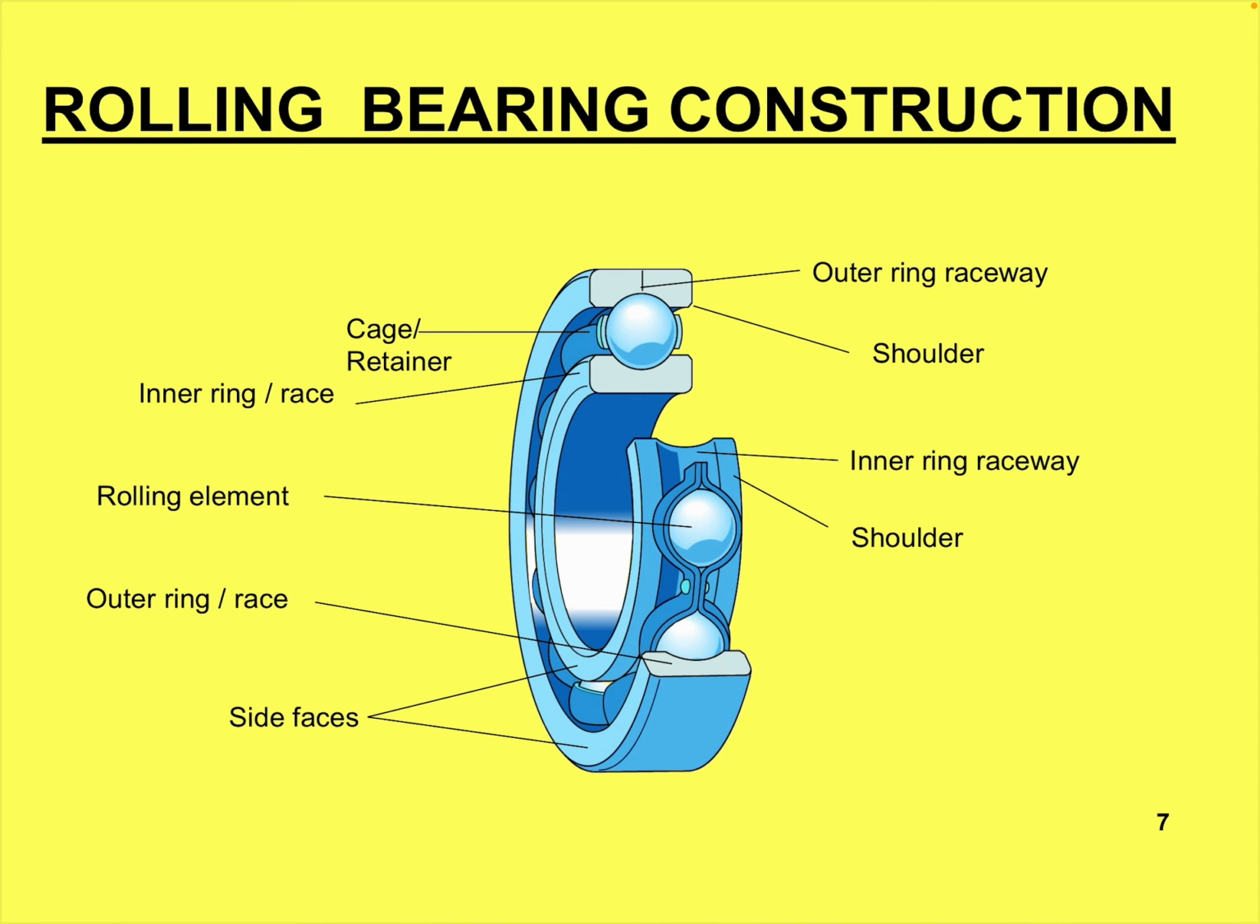Construction. A rolling bearing is constructed from many components and parts. One is the outer race, the second is the inner race.